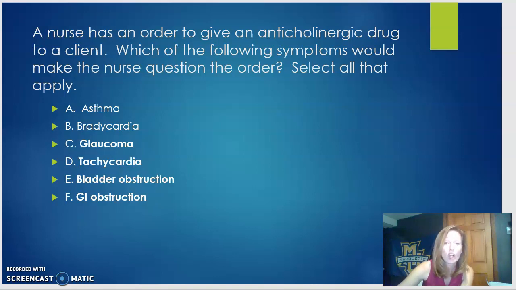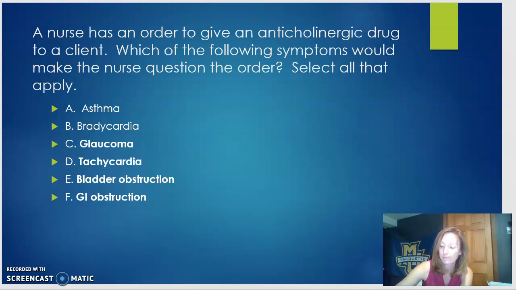Now, if someone has glaucoma and they get an anticholinergic drug, their eyes would dilate, and that could cause increased pressure. So that would not be good. So the nurse would question this order. Now, if someone has tachycardia and they get an anticholinergic drug, their heart rate would go up. So would that be bad? Well, yes, because if their heart rate is already high, you're going to give them a drug that their heart rate's going to go even higher. You're concerned about this. And if you're concerned about it, you need to check with the provider, so you would question that order.